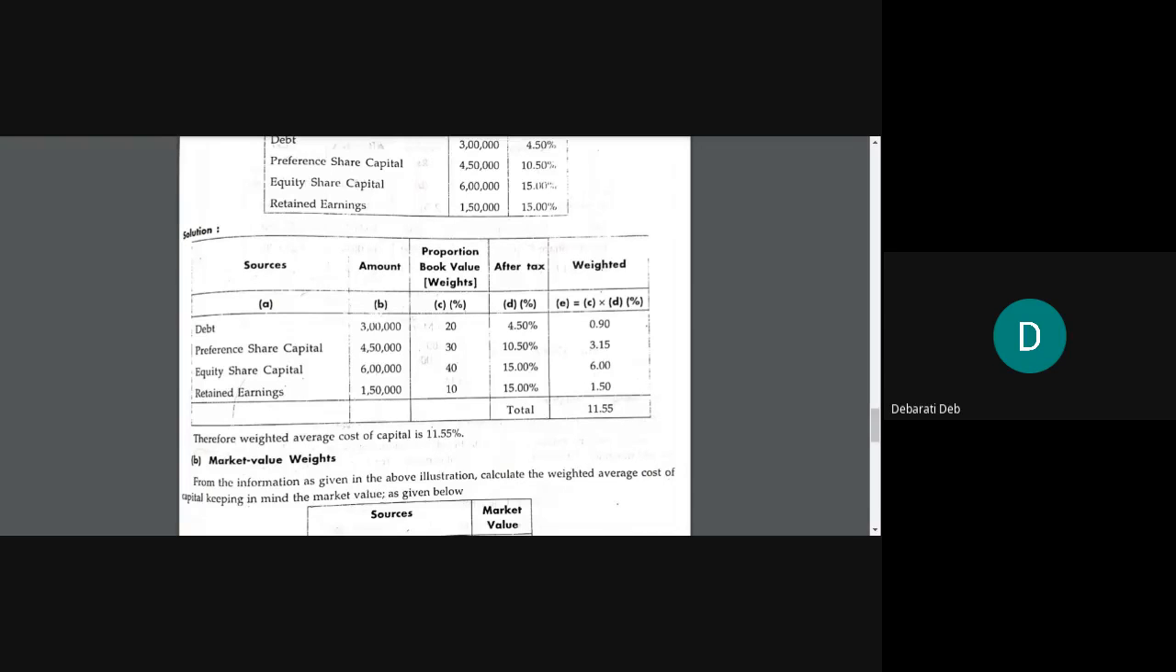Then you write the amounts also: 3 lakh, 4 lakh 50,000, 6 lakh, and 1 lakh 50,000. These are the amounts given in your question.